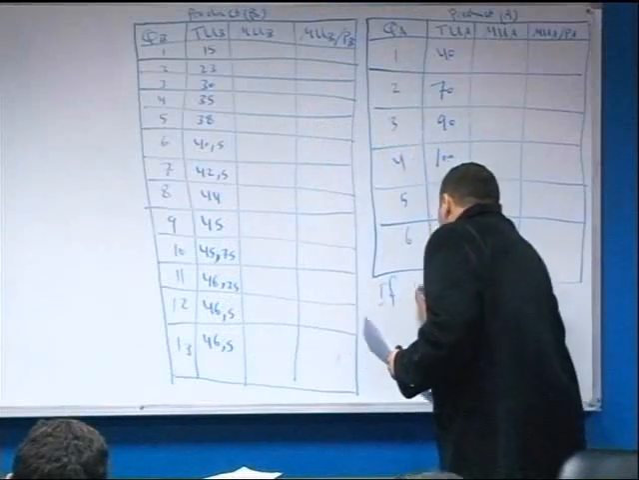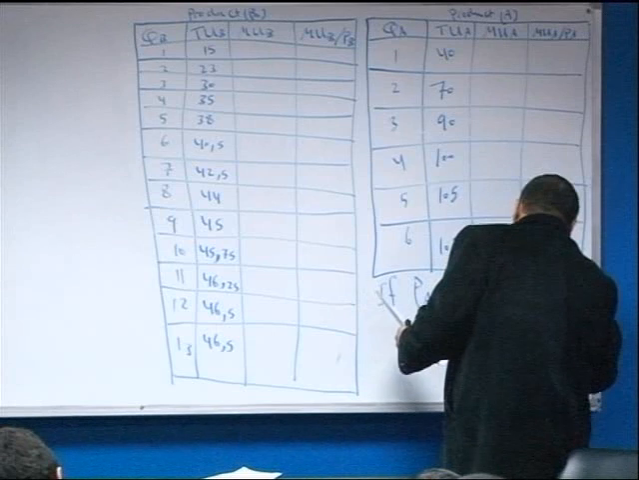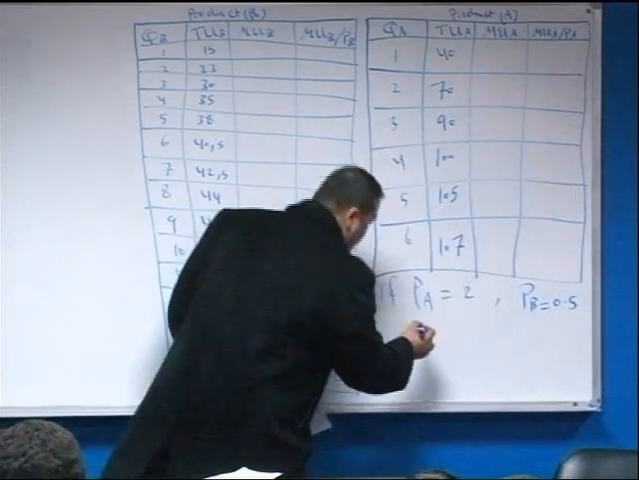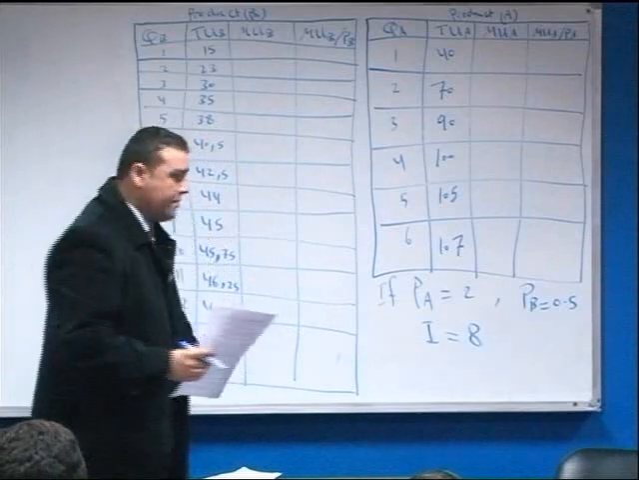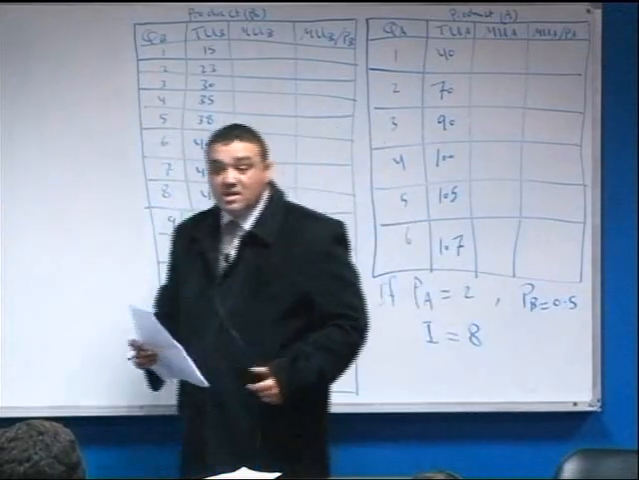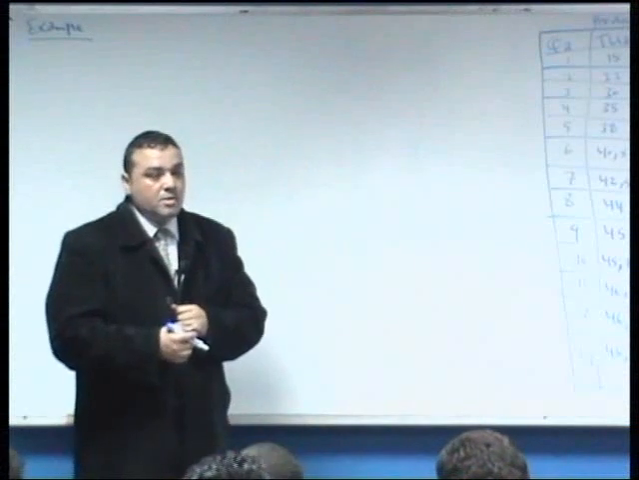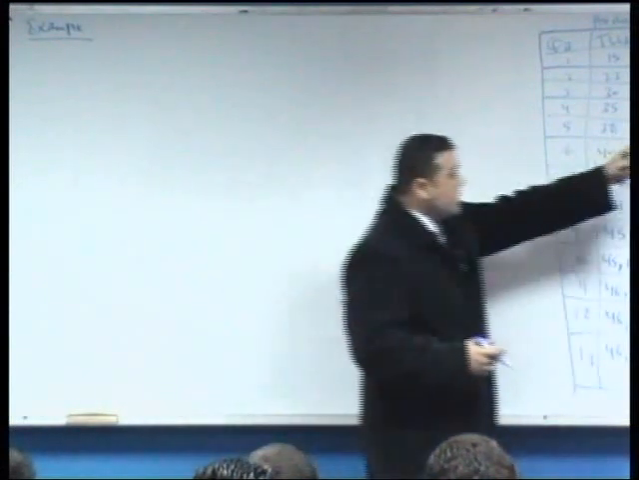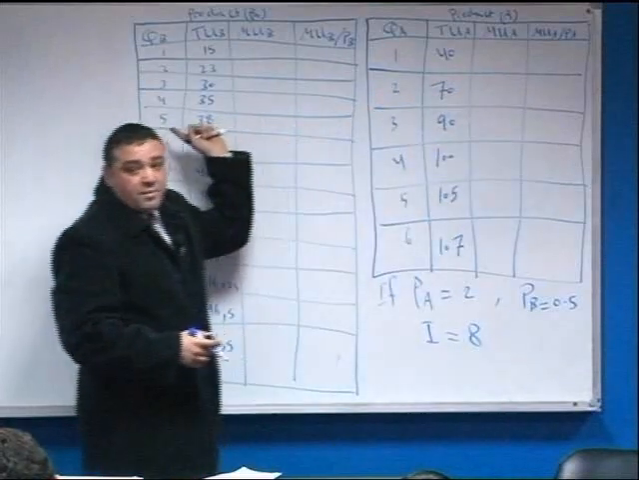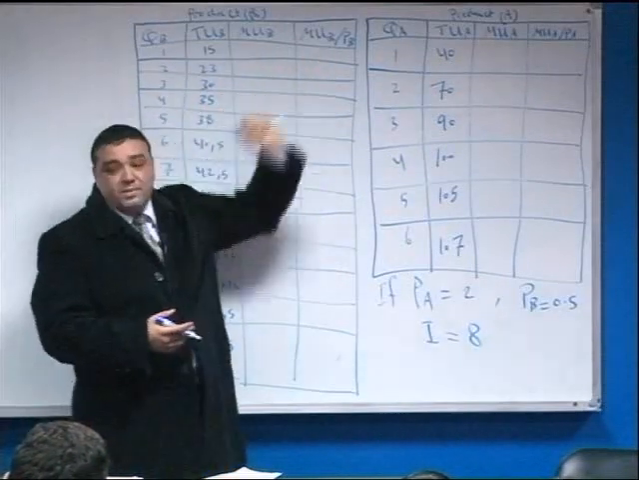If the price of A equals 2, the price of B equals 0.5 or half, and the consumer income equals 8, what are the equilibrium quantities of A and B that maximize the total utility for the consumer? To calculate the equilibrium quantities of A and B, we have to calculate the marginal utility of A and the marginal utility of B. Marginal utility of A over PA must equal the marginal utility of B over PB, right?